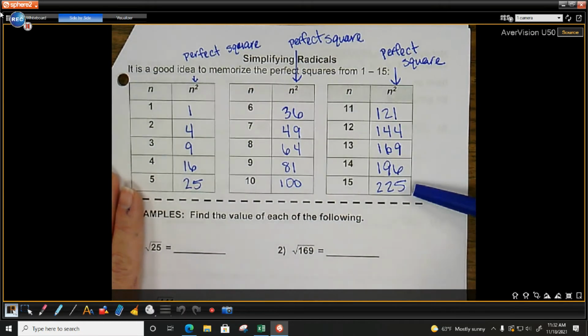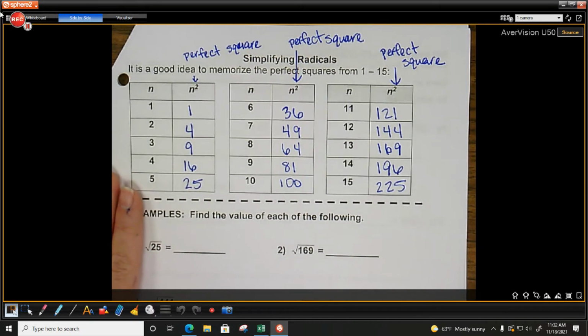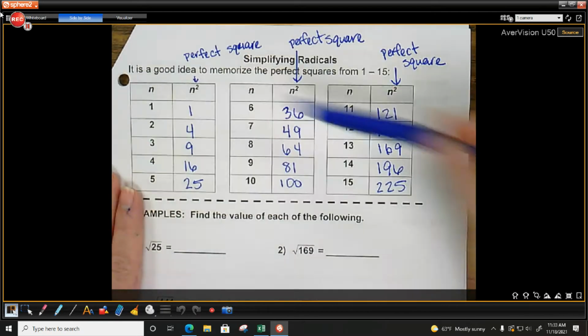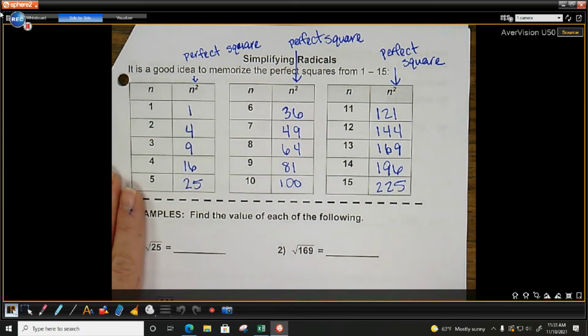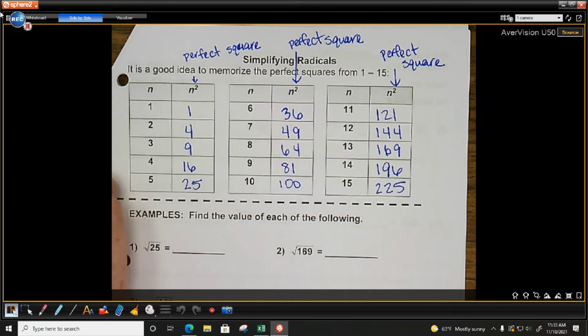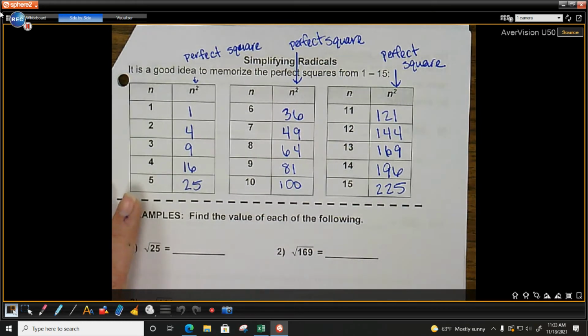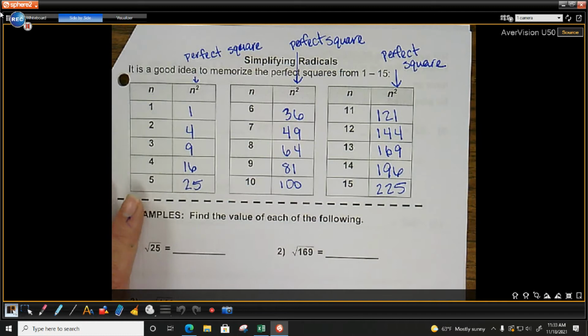Now, that's only the case up to 225. We're not going to list out all perfect squares up to like infinity. Okay? But so, a number between 1 and 225 is not a perfect square if it's not on this list. And again, what does a perfect square mean? You take the square root and you get a whole number, which makes it perfect.